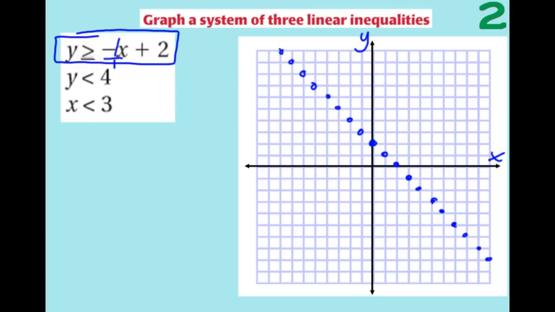This inequality has the equal to, so this is going to be a solid line. And then this symbol, it does not make an L for less than, it's greater. So we're going to shade above that line, moving up. I'm just going to put a few arrows on there right now.